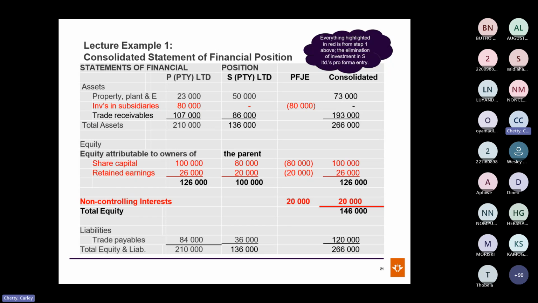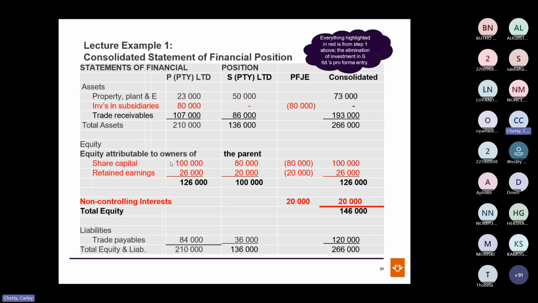If we add up our total assets of 73,000 plus 193,000, that will give us 266,000. So that is our consolidated total assets. Then we have our equity. So we have equity attributable to owners of the parent, and then we'll show the non-controlling interest separately. But let's just go through line by line.